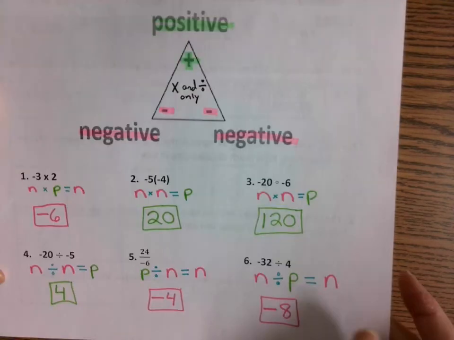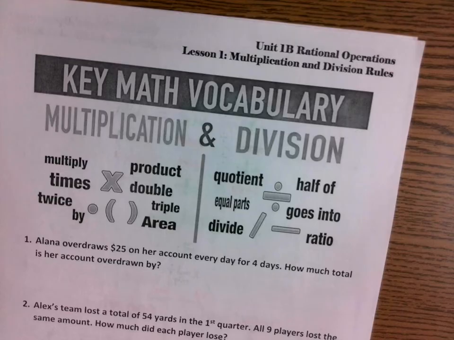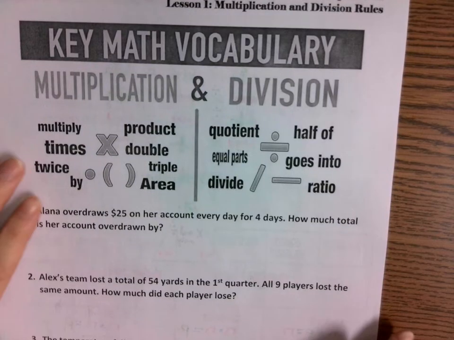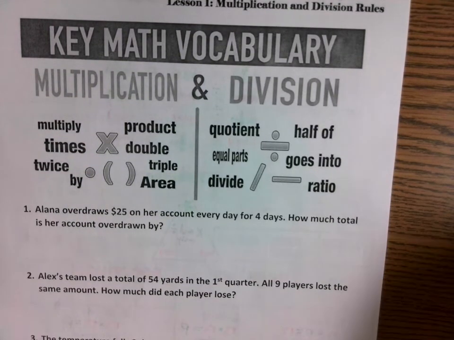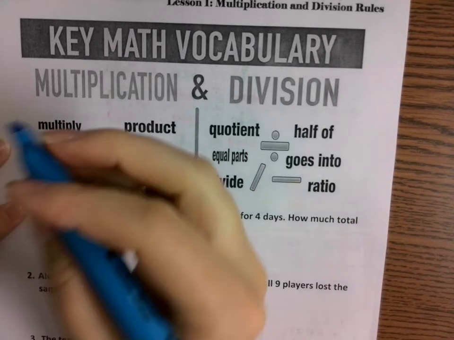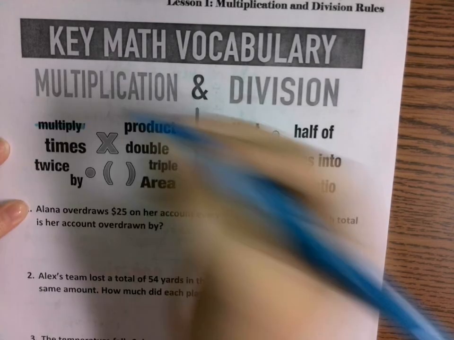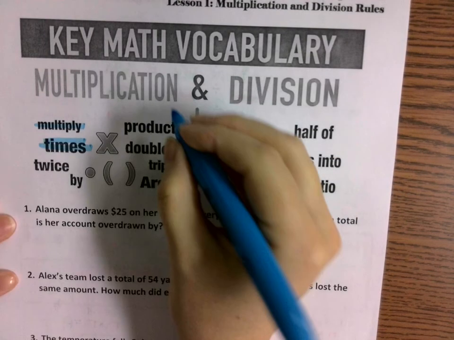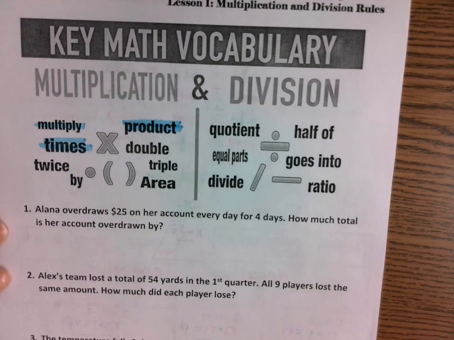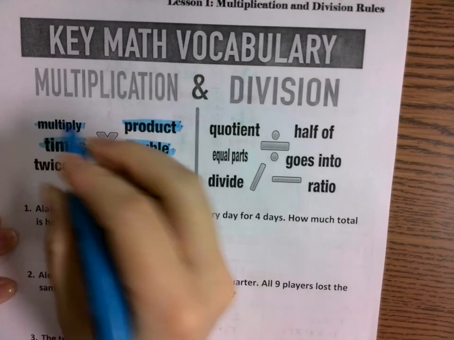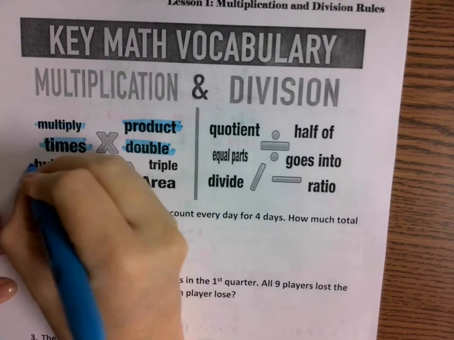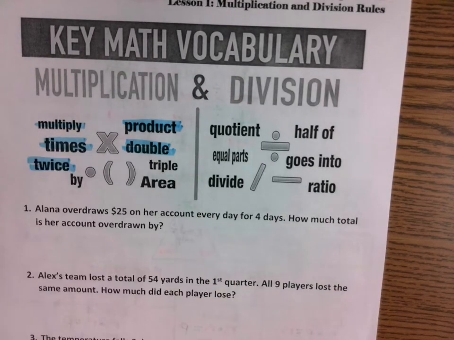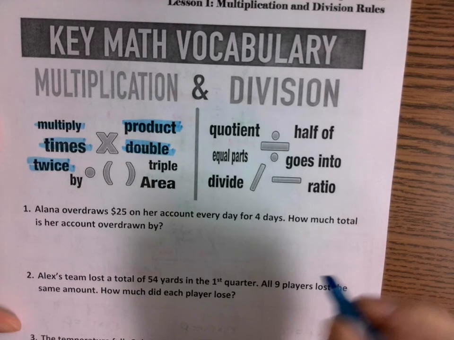Key vocabulary. Vocabulary is important to understand. So when we're talking about multiplication, you're looking for keywords like multiply, that's an obvious one. Times is another obvious one. Product means the answer to a multiplication problem. The words double and twice mean you're multiplying by a specific number. What number are we multiplying by if it's double or twice? 2. Okay, then you have the word triple. That means you're multiplying by 3.